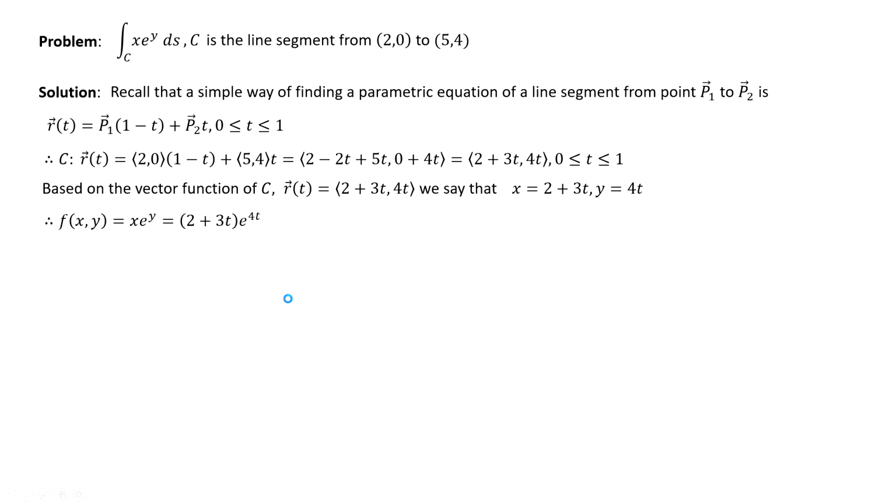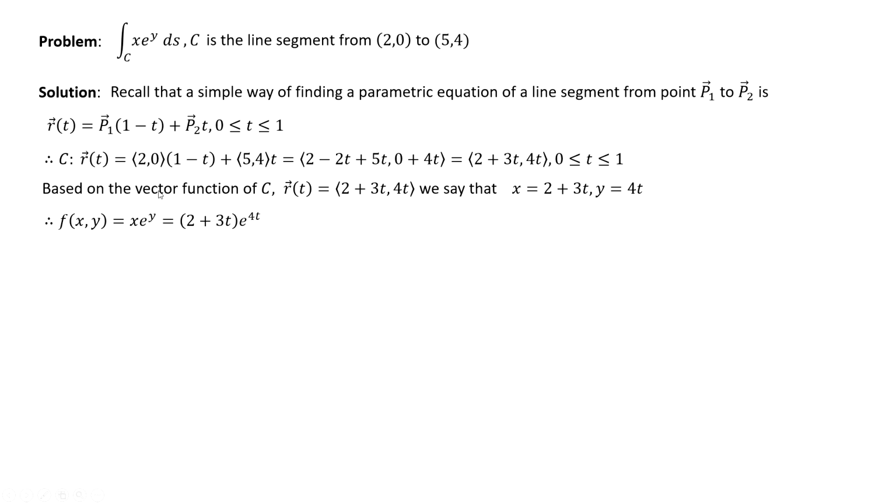All right. Now what? So that means given our f of xy to be x e to the y, that integrand, we now need to convert that into f of x of t comma y of t. Basically what that means is replace x with whatever x is as a function of t. So for x I'm plugging in 2 plus 3t and for y I'm plugging in 4t based on this. Okay, remember that.